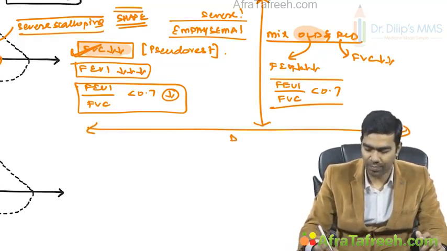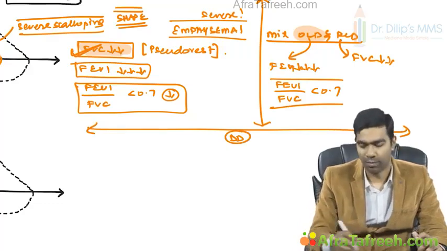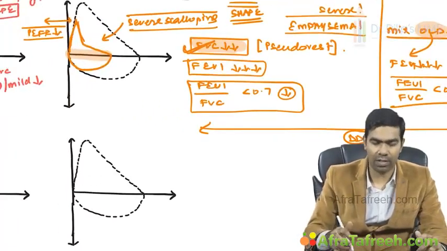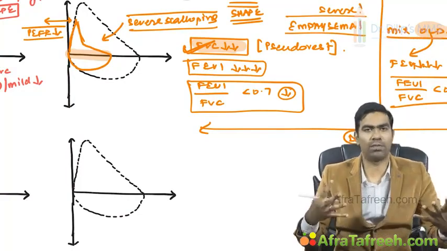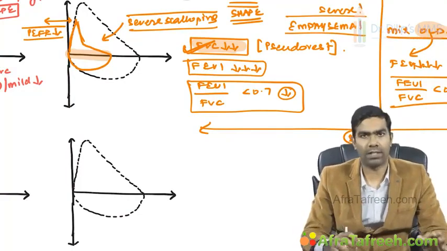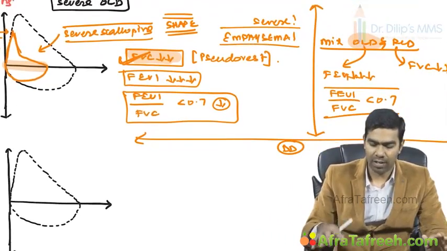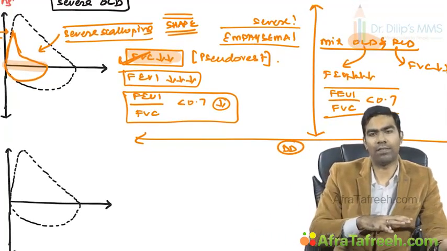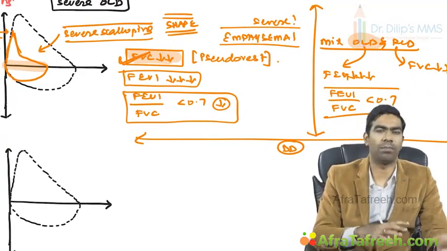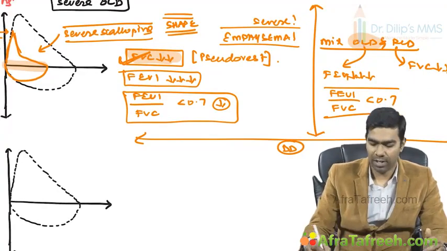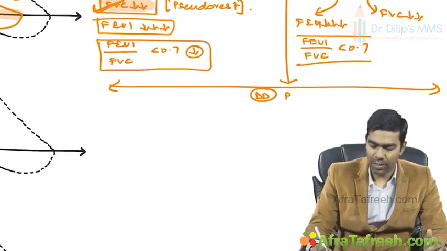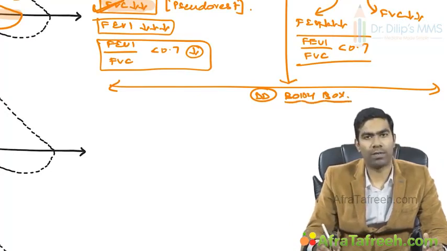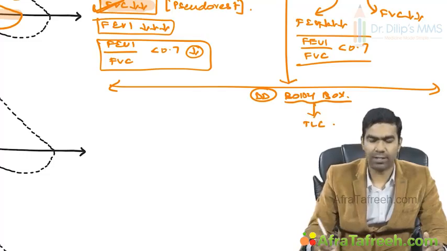So how to differentiate between these two? There is no way to differentiate this kind of curves. I mean, history is very important. Appearance of the patient also will tell you. But anyways, the best way to differentiate this curve, diagnosing whether it's a severe OLD or a mixed OLD versus RLD, is by putting them in a body box. Putting them in a body box, that is body plethysmography, and I'm going to find out the TLC.